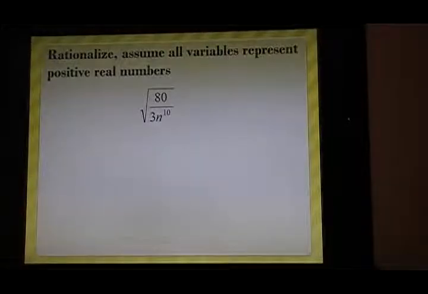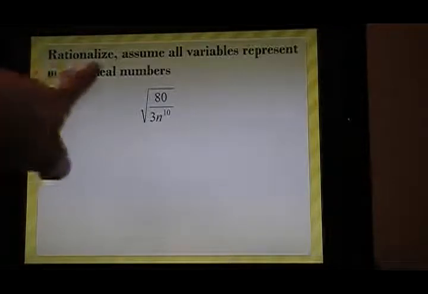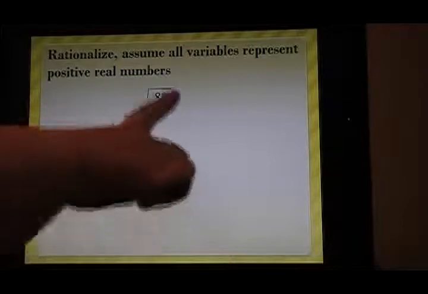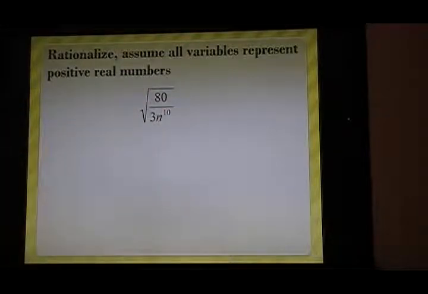Okay, so some more rationalizing, looking at some more examples. Rationalize, assume all variables represent positive real numbers. So whether the directions say divide or rationalize, you're still looking for, making sure that if you have radicals with fractions, you are satisfying all three of those conditions that we talked about.